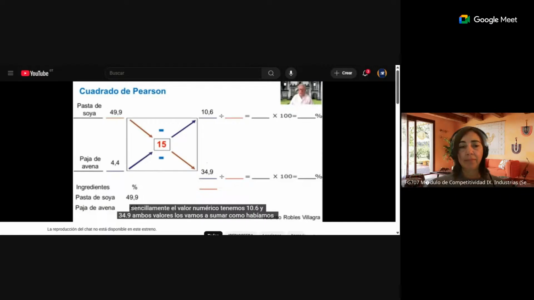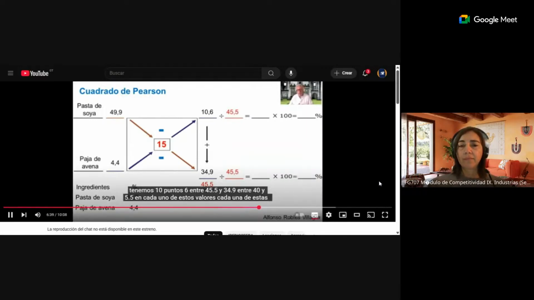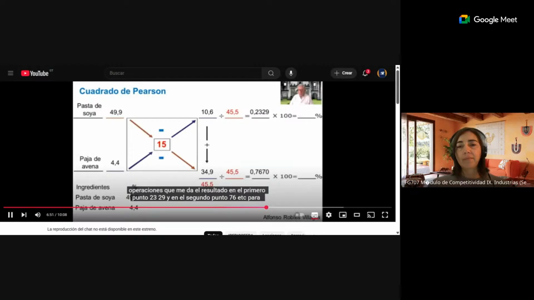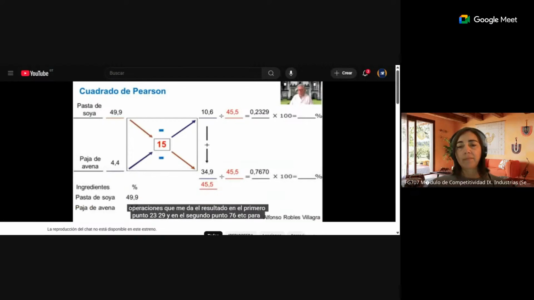Ambos valores los vamos a sumar, como habíamos mencionado anteriormente, y el resultado que me dé, que en este caso es 45.5, que viene en color rojo para que lo ubiques, lo vamos a utilizar para dividir los resultados anteriores. Así que tenemos 10.6 entre 45.5 y 34.9 entre 45.5. En cada una de estas operaciones el resultado es, en el primero, punto 2329 y en el segundo, punto 7670.